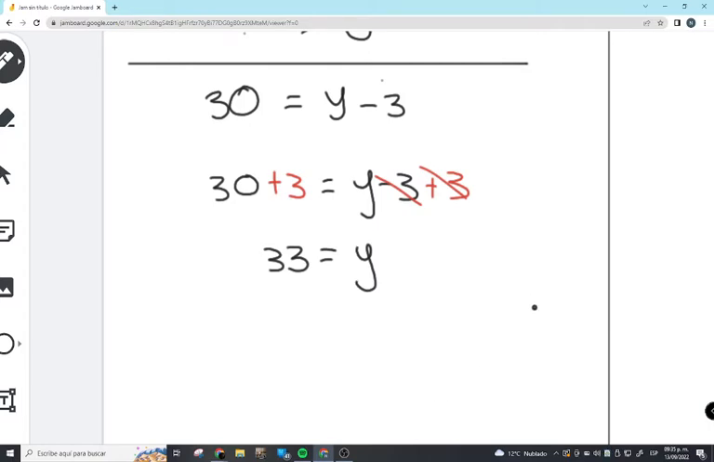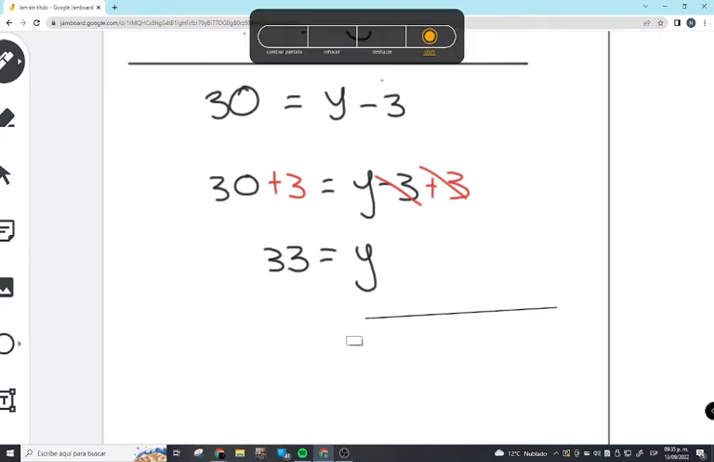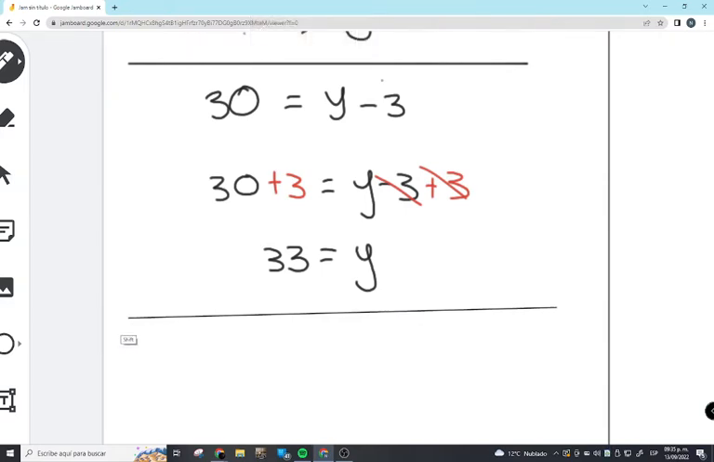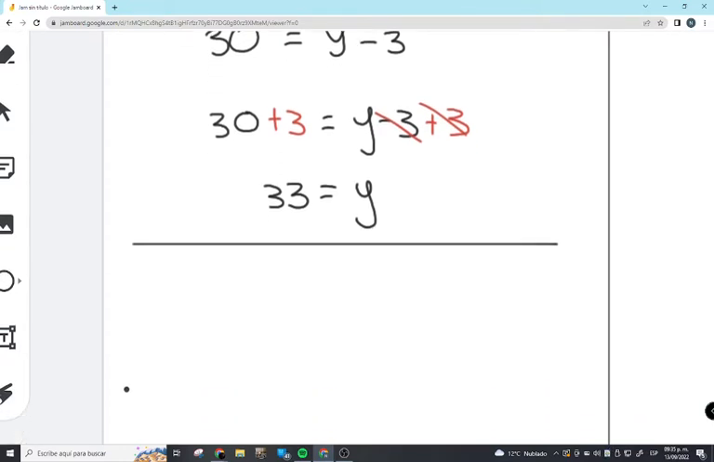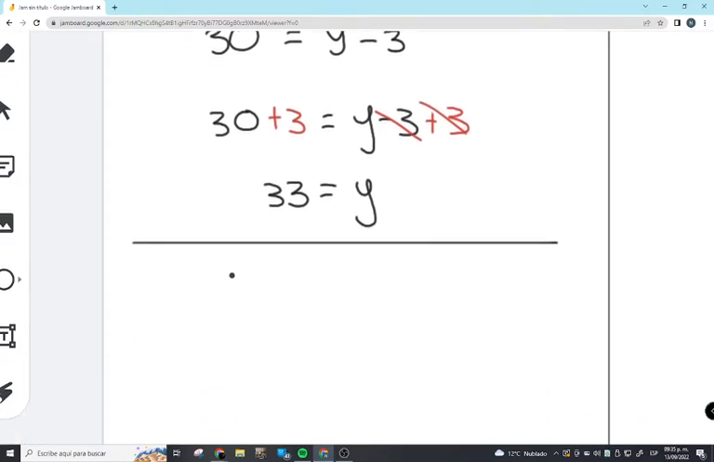Now, follow me with another example. In this case, we are going to use a multiplication instead of an addition or a subtraction. Let's say that we have 4w equals 20. Okay?